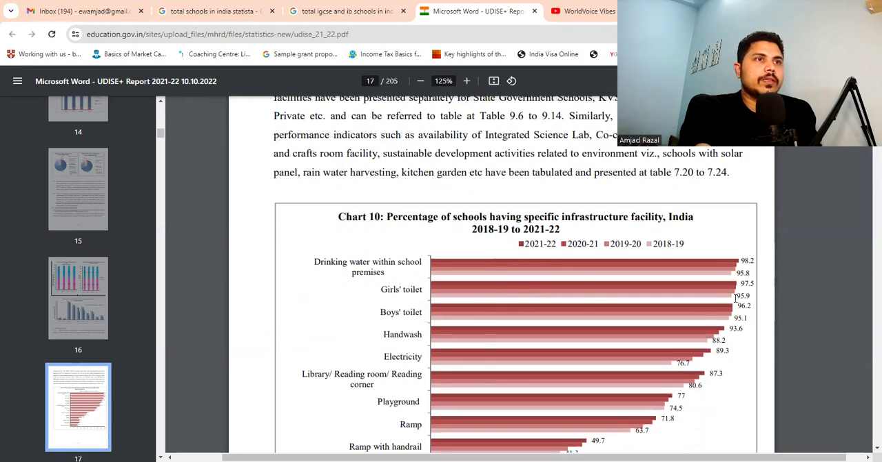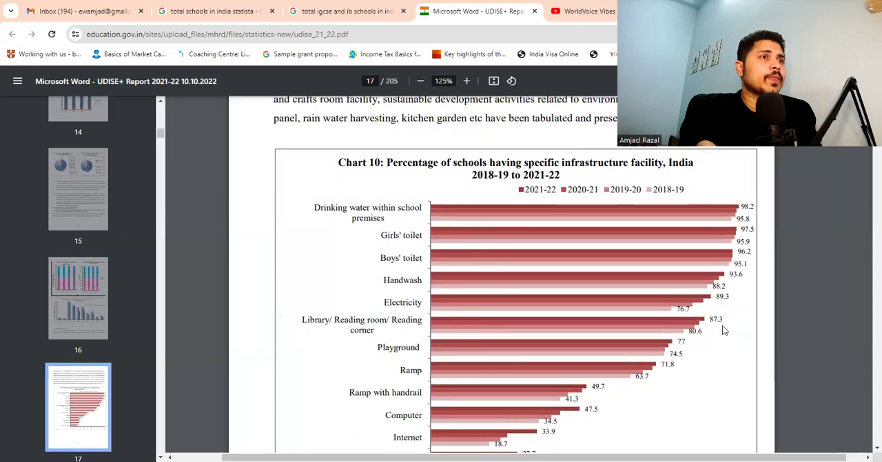Now girls' toilets, 95.9, that increased to 97.5. The same way for boys' toilets. Then hand wash facility. In many schools, they may not have a hand wash facility, or maybe a few taps for the students to wash their hands immediately after eating breakfast or lunch or anything. So from 88.2, the number has significantly increased to 93.6.